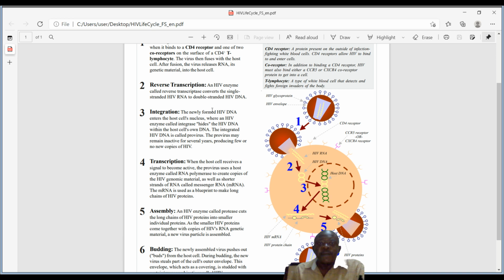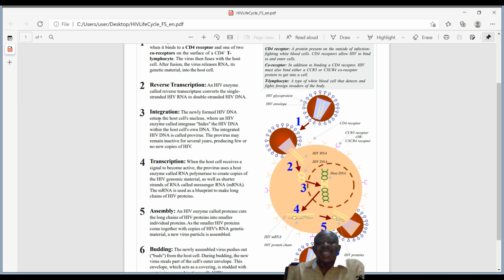Let us now look at stage 3 of the cycle, which is integration. The newly formed HIV DNA enters the host cell's nucleus, where an HIV enzyme called integrase hides the HIV DNA within the host cell's own DNA. The integrated HIV DNA is called a provirus. The provirus may remain inactive for several years, producing few or no new copies of HIV.